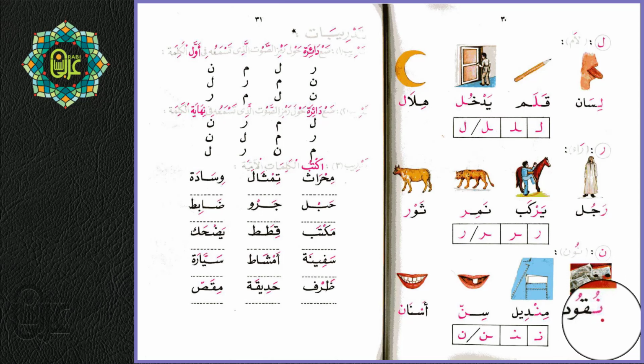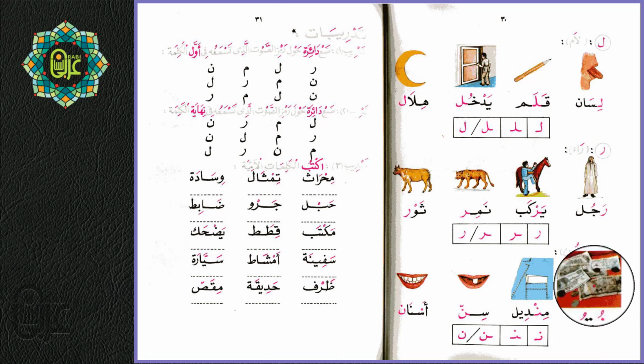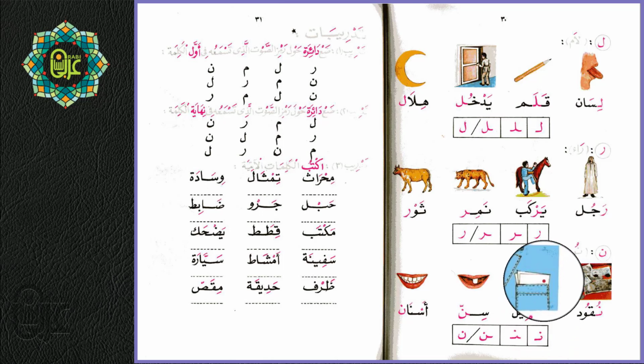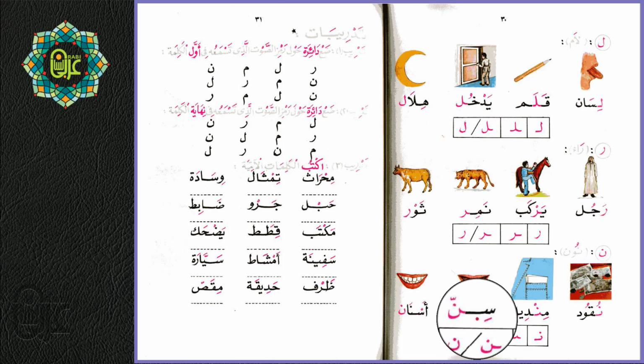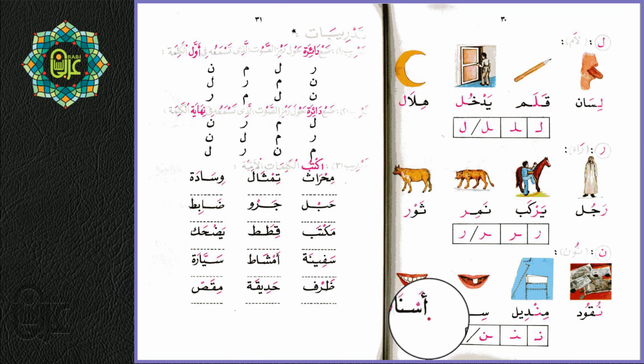Let's see the examples. Nuqud, money. Mindil, handkerchief. Min: there's sukun, so I have to pause a little. Mindil. Sin, a tooth. Here noon is in the final position preceded by seen, which is a connective letter. Asnan: here we have noon in the middle, connected to seen and connecting to the following alif. Noon here is written in that shape because it is in a final position preceded by alif, which is non-connective.